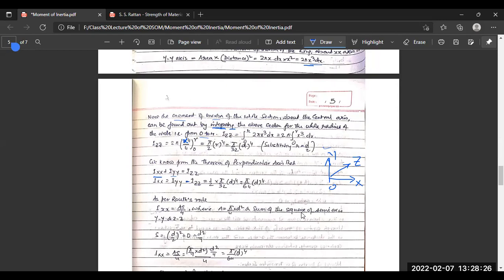Now, as per Rao's theory, Rao's circle of... so here what you see, this is the moment of inertia about Izz, about the z axis or the central axis of the beam.